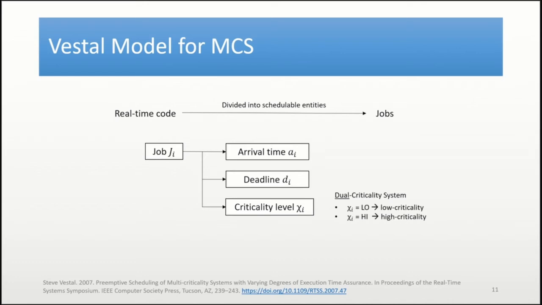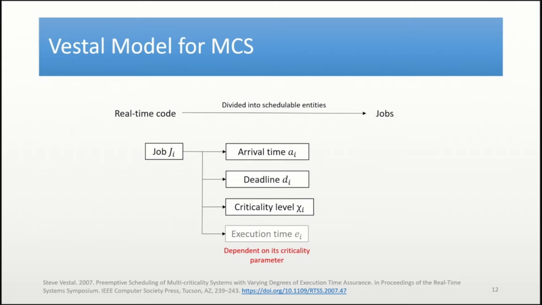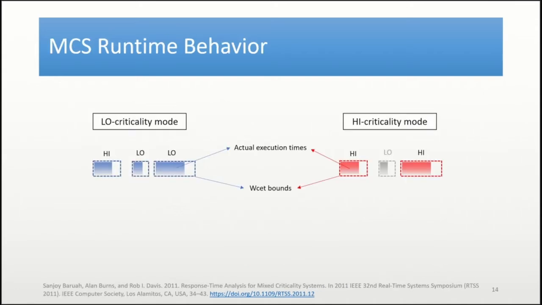In this presentation, we will be restricting our attention to dual criticality systems with two distinct criticality levels, low and high. For mixed criticality workloads, the worst-case execution times, or WCETs, of its jobs depend on their criticality parameters. Therefore, the Vestal model specifies multiple different estimates of the WCET parameter for each job, one corresponding to each criticality level. Now let's take a look at the runtime behavior of the model we've just described.